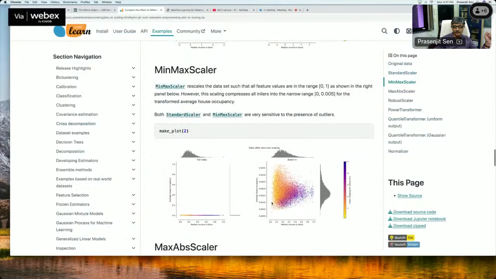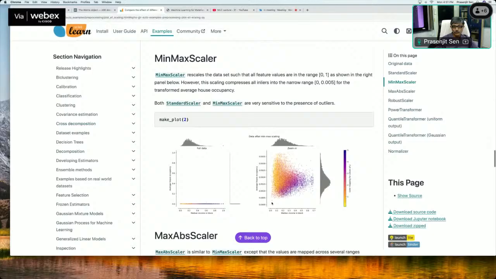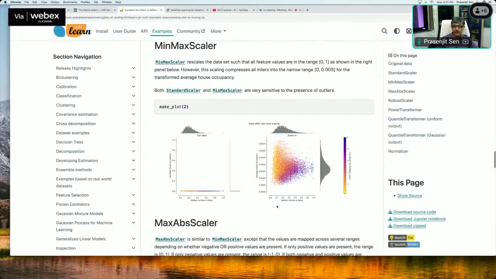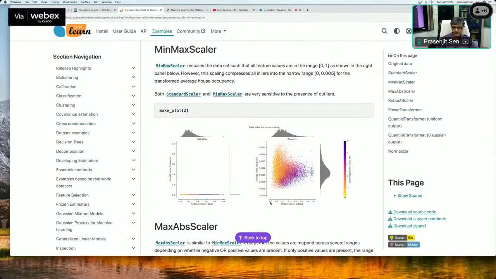Then there is something I probably did not discuss. So there is this min max scaler. What this does is it scales the first one between 0 and 0.7 or 0.8, and you see the scale of the second one, which is very, very different.